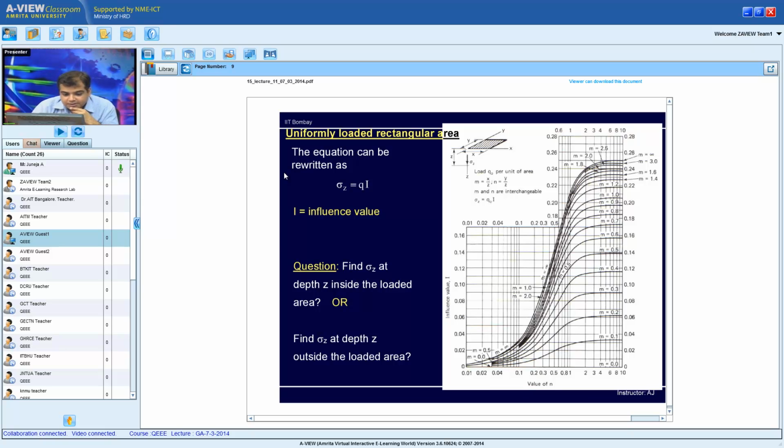Okay. Someone says presenter audio not clear. I'm trying to be, yeah, it's clear.